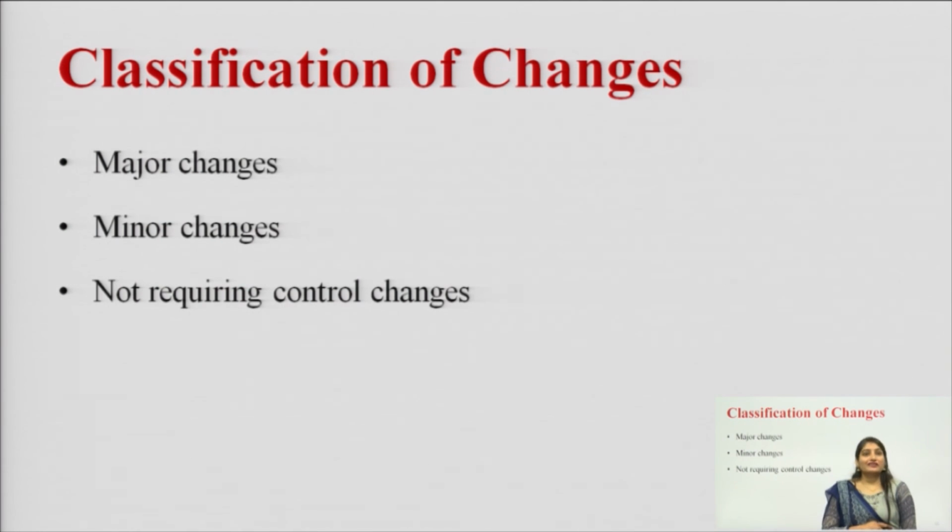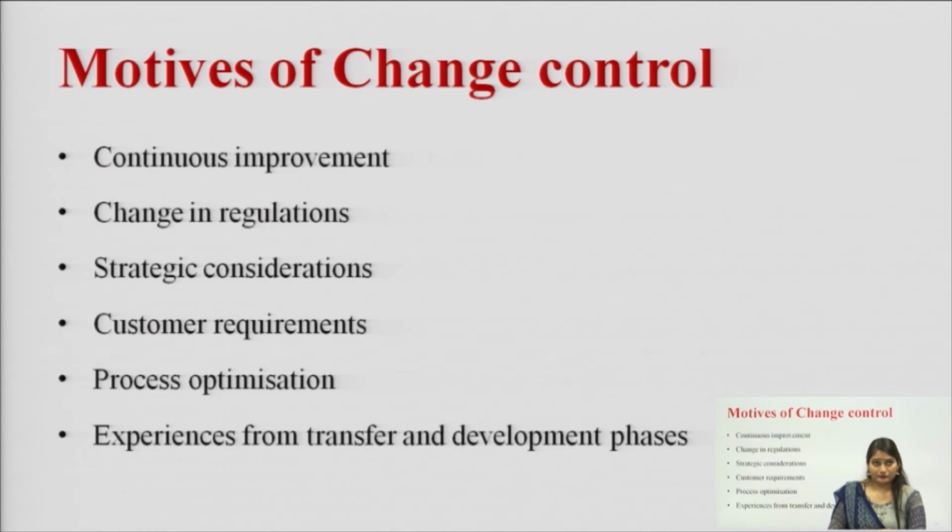Okay. So, classification of changes, there can be 3 types of changes: major change, minor change, and changes not requiring the control change. Major changes will be those which will impact the quality, safety, and efficacy of the product. Minor change will be those which do not impact the quality of the product, and not requiring control change means which does not affect the process.